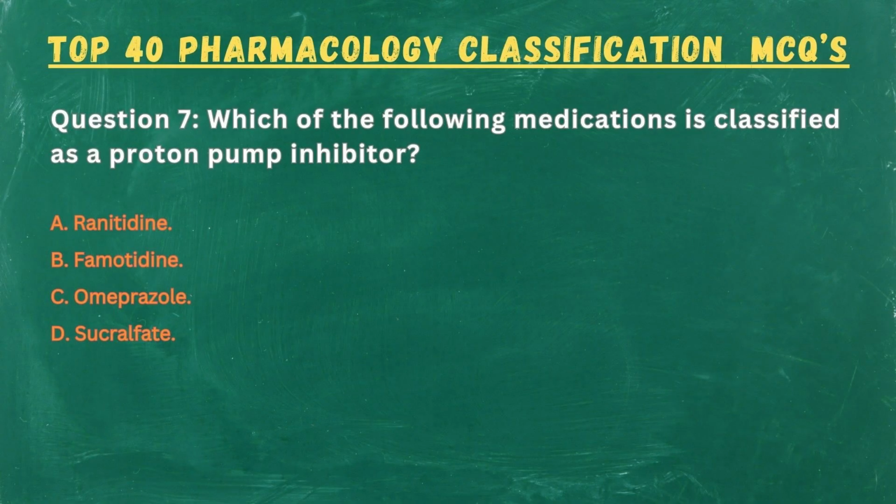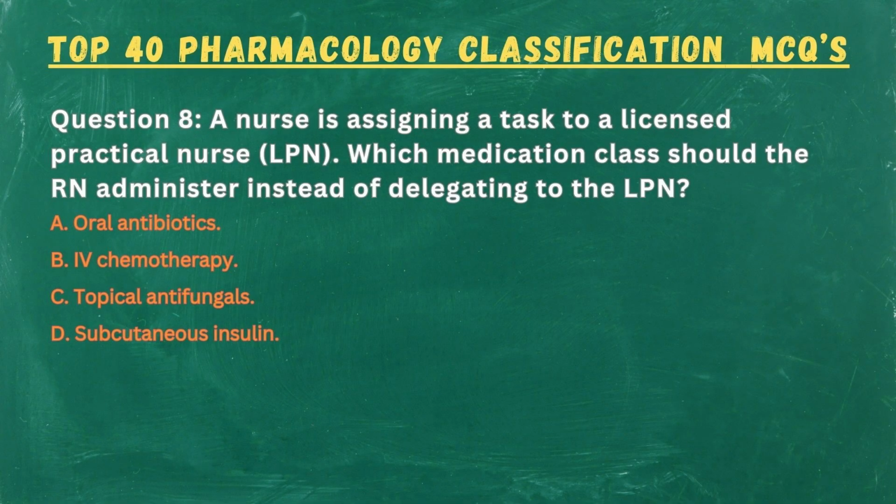Question 7. Which of the following medications is classified as a proton pump inhibitor? A. Ranitidine. B. Famotidine. C. Omeprazole. D. Sucralfate. Answer: C. Omeprazole.